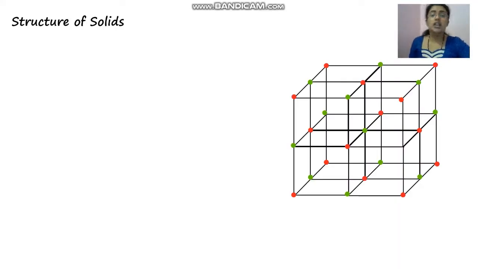Structure in solids. The first example that I've taken here is the rock salt or sodium chloride structure. In NaCl we have cations, Na plus ions, and anions, Cl minus ions. The red color ones that are given here are the Cl minus ions, and the green color ones are the Na plus ions, which are the cations. This is how the representation is.